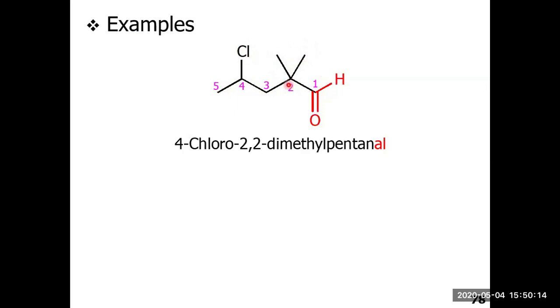So when we write the final name, we have to make sure that the substituents are written in alphabetical order, just like what we're doing in the previous discussions. The naming will be 4-chloro-2,2-dimethyl pentanal. Again, since we have the same types of substituents here, in this case, methyl groups, we use the prefix di. And do not forget to write or indicate the locant. So in this case, we have here 2 for the dimethyl substituents and 4 for the chloro substituent.